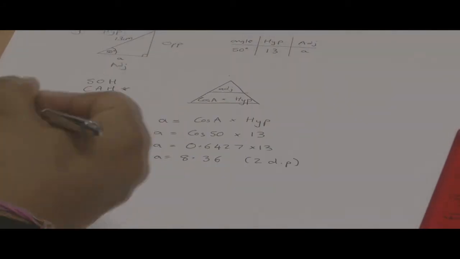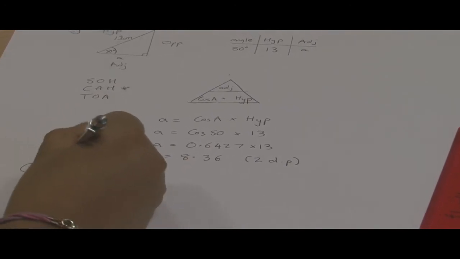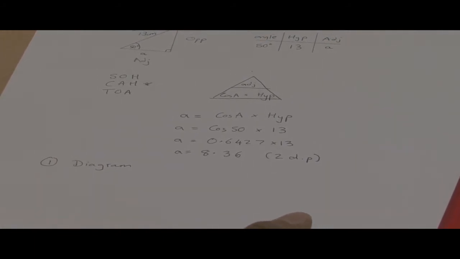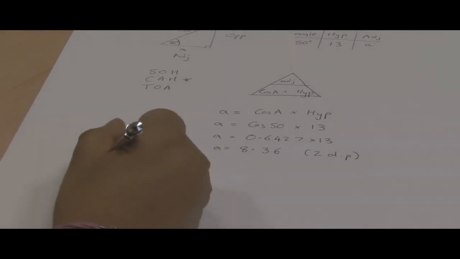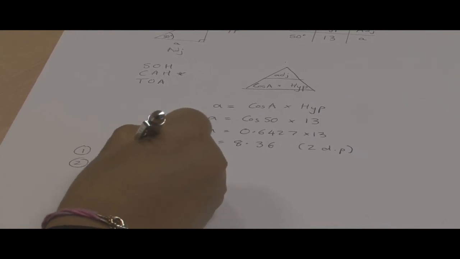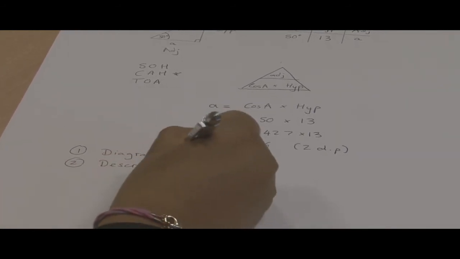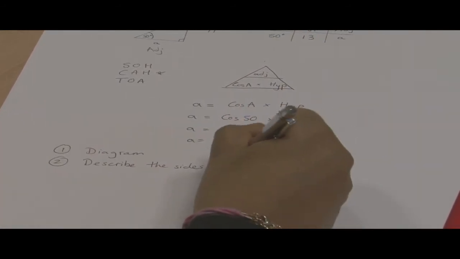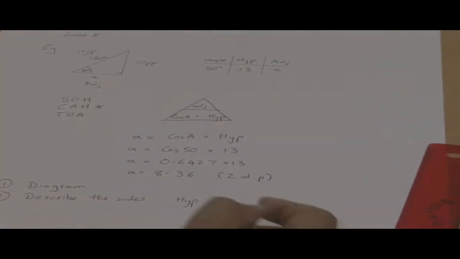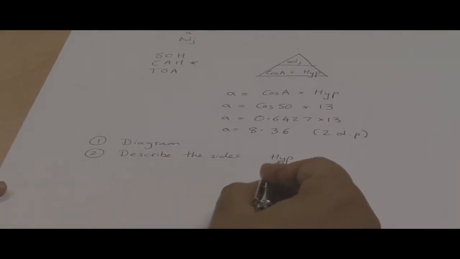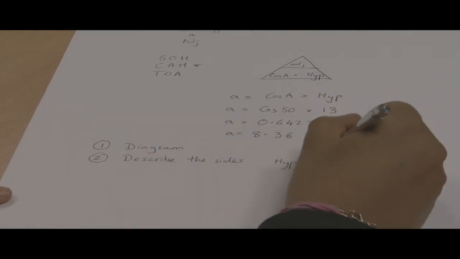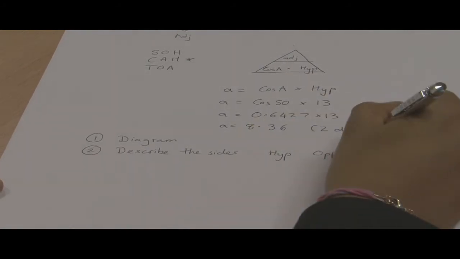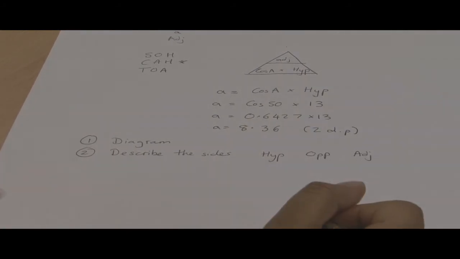Now let's recap all of our steps. Step 1, you draw a clear diagram, using a pencil and ruler. Step 2, you describe the sides. First we label the hypotenuse, the side opposite the right angle, the longest side. Then label your opposite, which is the angle you've been given or working out. And lastly, label the adjacent.